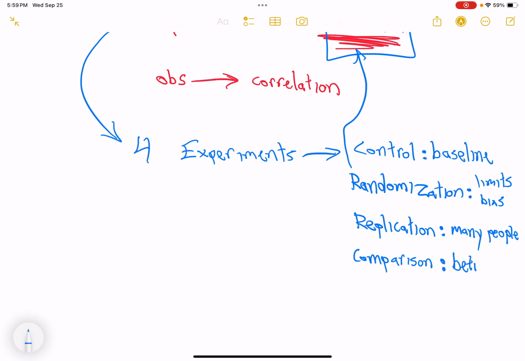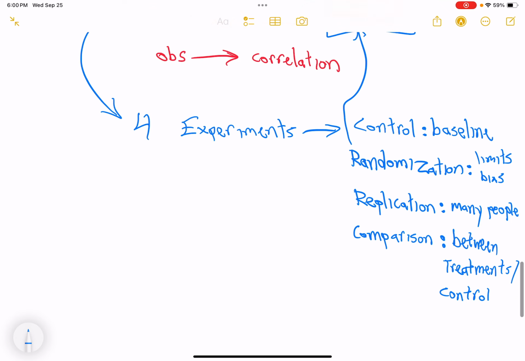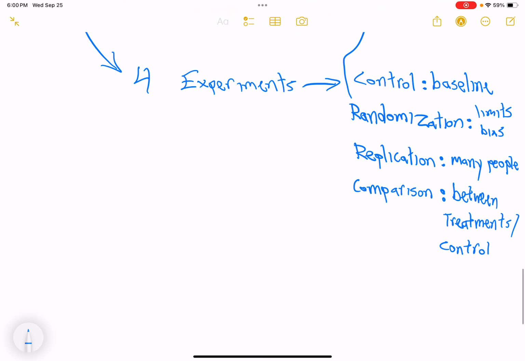That's normally between treatments or between treatments and control. And of course, that's important because we need to make the comparison to see what went differently between this group or that group, and what does that show me? What is the causational assessment I can make, even if it's not generalizable?